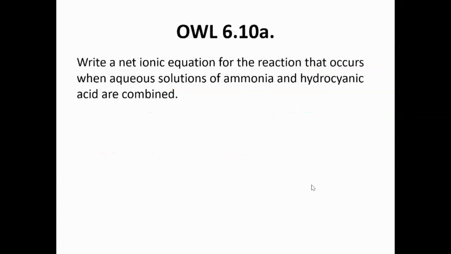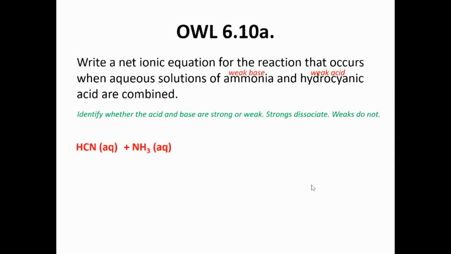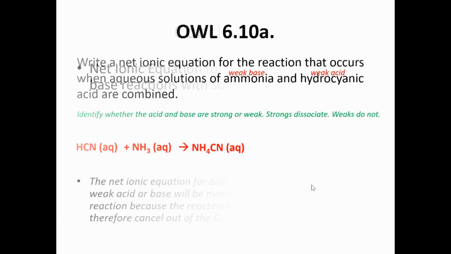Here we have a weak base reacting with a weak acid. So both are weak now. So we'll take our weak acid, our weak base, we'll combine them together. We get a salt, and that is where it ends, right there. So we cannot eliminate any of the ions because we have a weak acid and a weak base, and there are no spectator ions in the reaction.